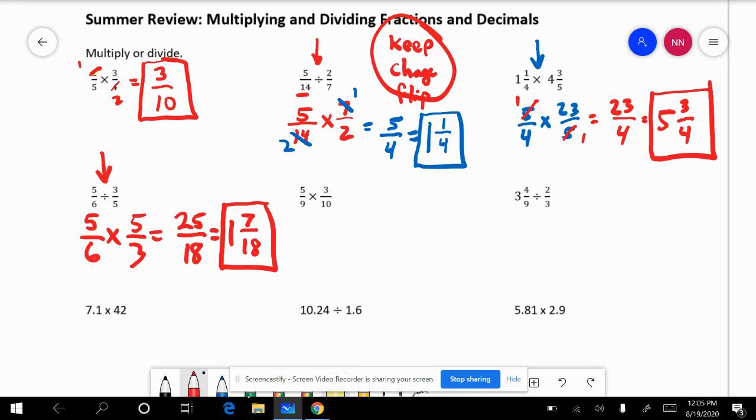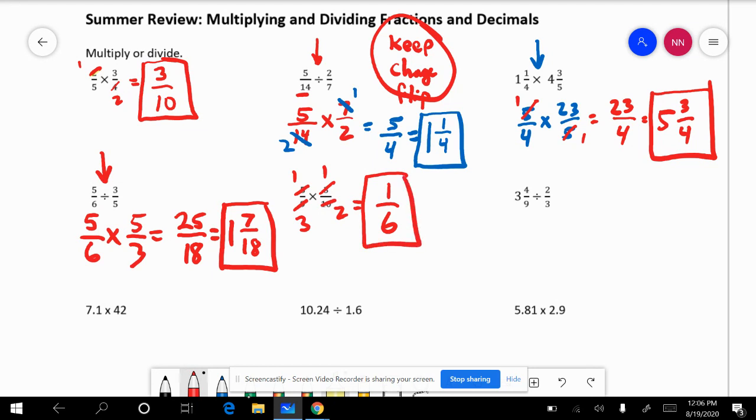With this next one, we're going to cancel the 5 and the 10, 1 and 2. We're going to cancel the 3 and the 9, 1 and 3. We're going to multiply across. 1 times 1 gives us 1. 3 times 2 gives us 6.